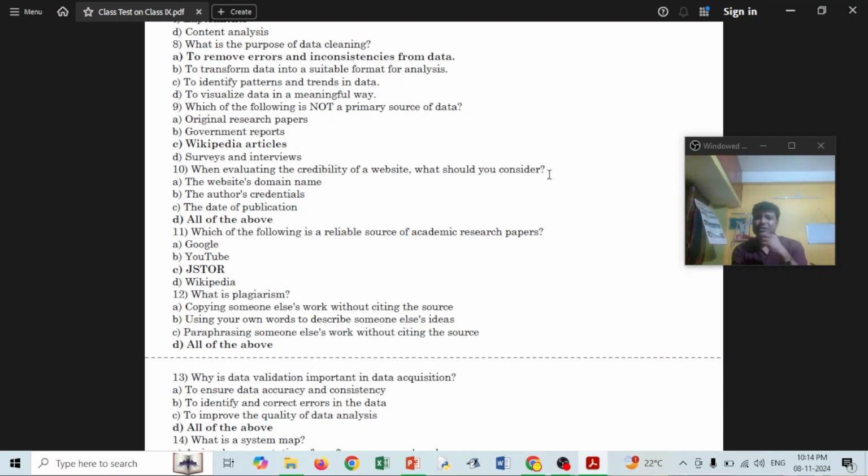And the 12th question is, what is plagiarism? D is the right answer, all of the above. A, copying someone else's work without citing the source. B, using your own words to describe someone else's ideas. C, paraphrasing someone else's work without citing the source. So all of the above is the right answer for plagiarism.